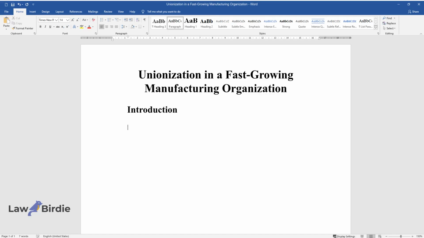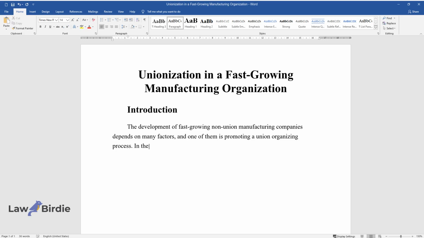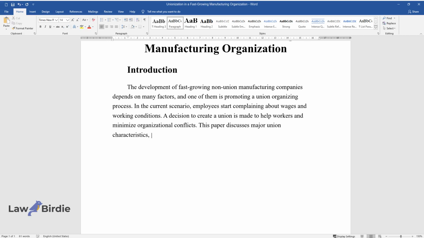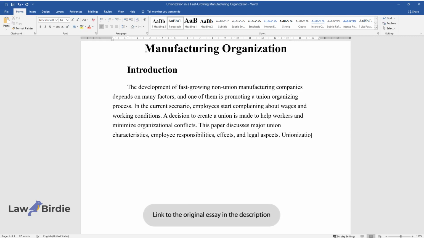Introduction. The development of fast-growing non-union manufacturing companies depends on many factors, and one of them is promoting a union organizing process. In the current scenario, employees start complaining about wages and working conditions. A decision to create a union is made to help workers and minimize organizational conflicts. This paper discusses major union characteristics, employee responsibilities, effects, and legal aspects.